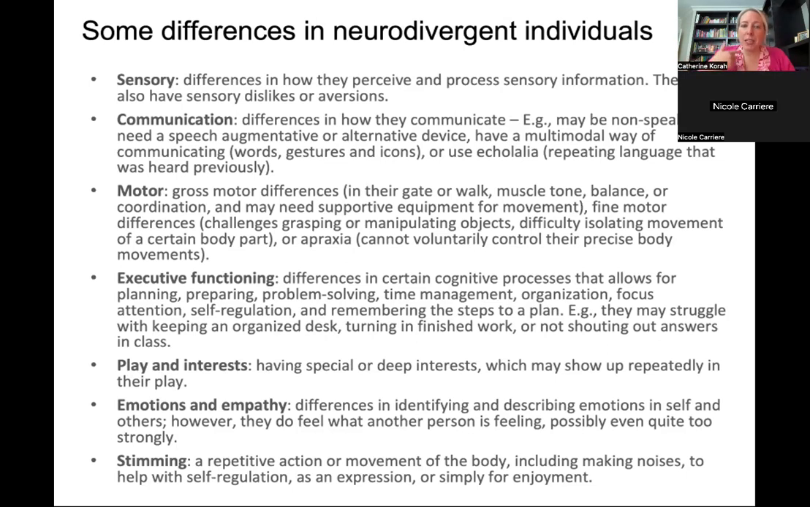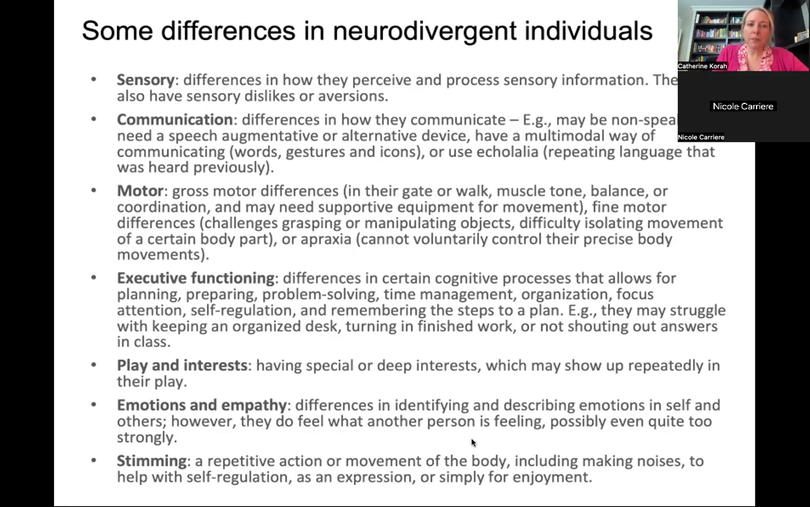In terms of the way that they play or their interests, oftentimes neurodivergent individuals may have specific or deep interests and have those in a loop. And those will come out in the way that they play. In terms of emotions and empathy, it's not that they don't have empathy for others. It's been shown that actually neurodivergent individuals are very empathetic, but very empathetic to the nonverbal and the emotion itself. Where they have struggles is to be able to identify and to describe those emotions.